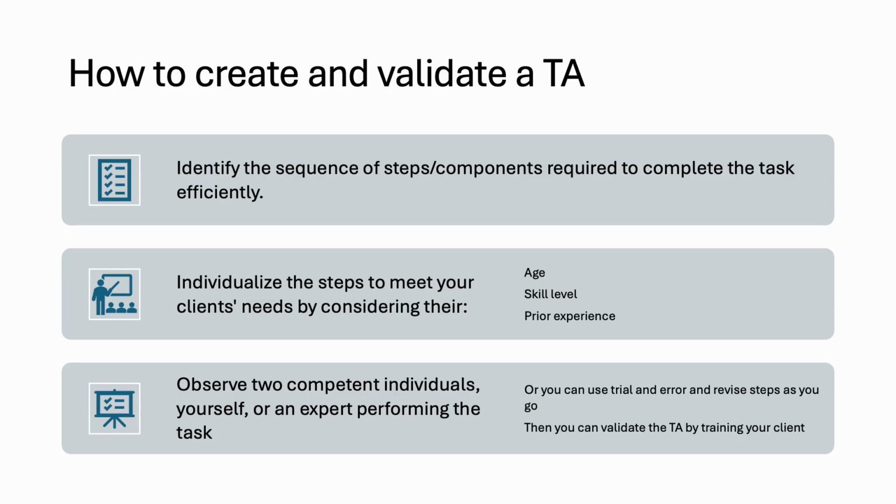So you can perform the task yourself. You can ask other people to perform the task. So you can ask two different competent individuals to perform the task, and then have your learner perform the task and see how they did. Or you can ask an expert to perform the task. You can also use trial and error. So, as I mentioned, I think in the shaping lecture, the steps that you come up with don't have to be perfect.